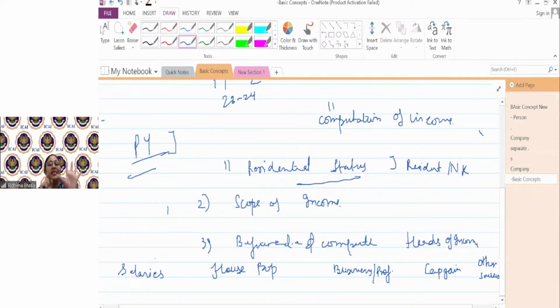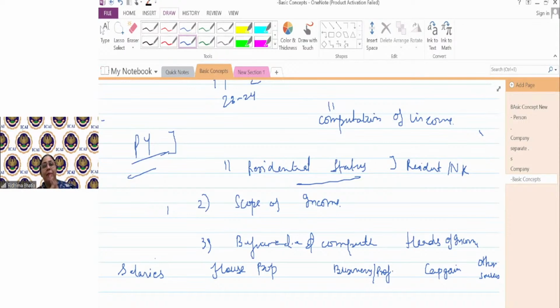Now, what are those five heads? Income from salaries. When you're earning income from an employer-employee relationship, a master-servant relationship, that is called salary income. When you're working in a job and earning income, that is called salary income. What is income from house property? House property income is an income which you're earning when you have a property. When you have an immovable, structured property, that is called income from house property. Business and profession income means when you're performing any business activity or professional activity, whatever profits are derived from it are your business profits.